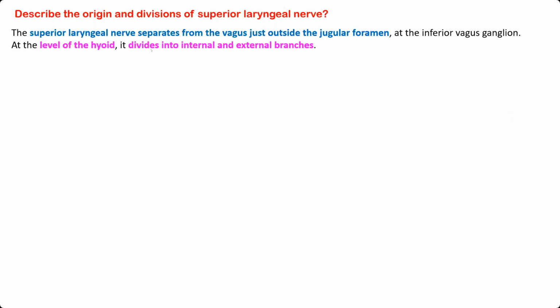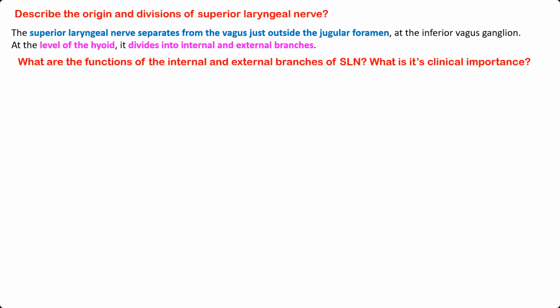Vagus. Yes, sir. I think none of you have made any effort to read about all these things. Superior laryngeal nerve separates from the vagus just outside the jugular foramen, okay, at the inferior vagus ganglia. And at the level of hyoid bone, it divides into an internal and external branch. And as I told you earlier, what does this external branch supply? Cricothyroid muscle. Okay, just now we saw in the earlier slide, the only muscle supplied by this is the cricothyroid. All the others are supplied by the recurrent laryngeal nerve.